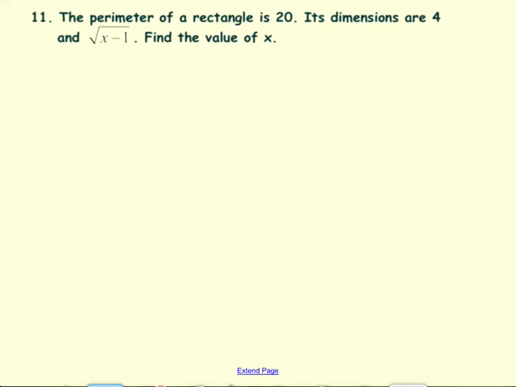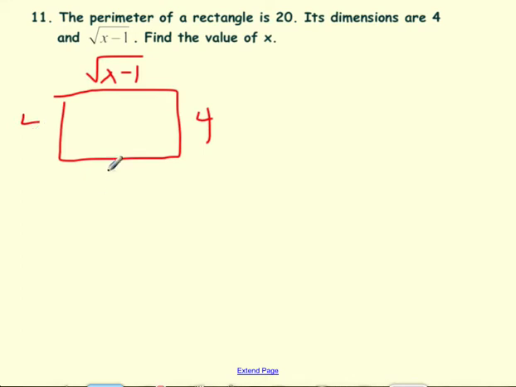So the perimeter is all of the sides added together. So I have a rectangle. This side is 4, this side is x minus 1, which also means that this side is 4 and that this side is x minus 1. Because in a rectangle, the opposite sides are congruent. So to get the perimeter, we need to add all of our sides together.